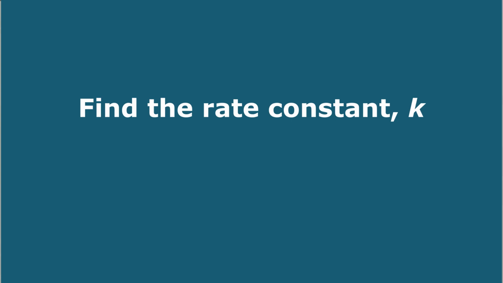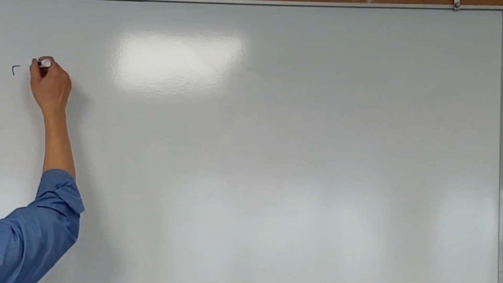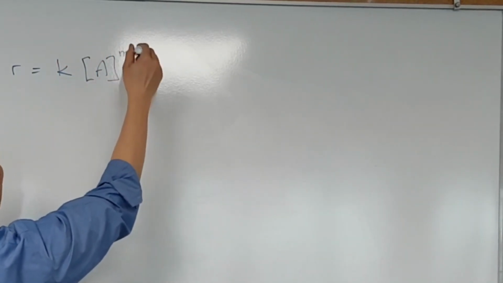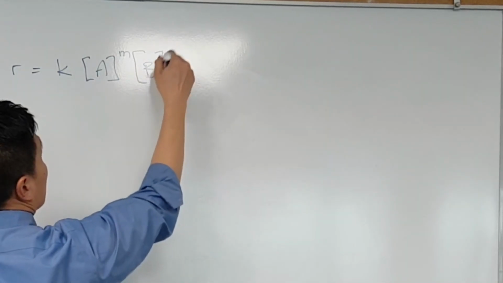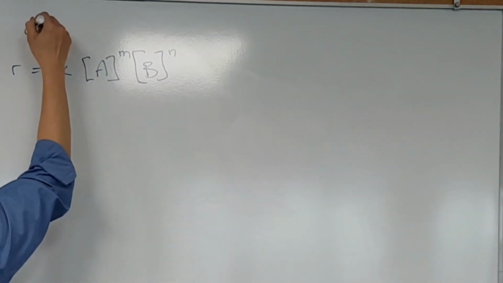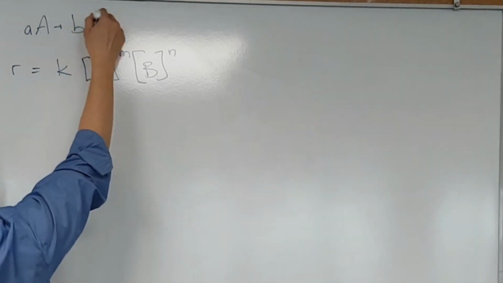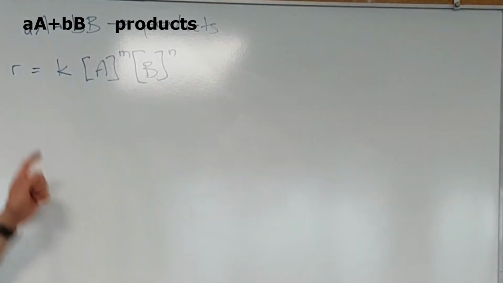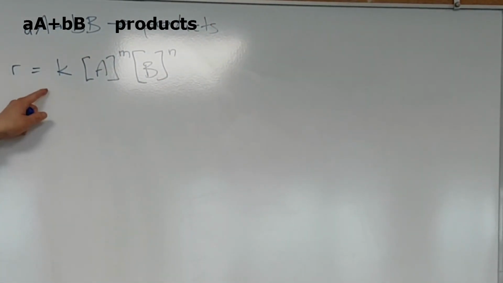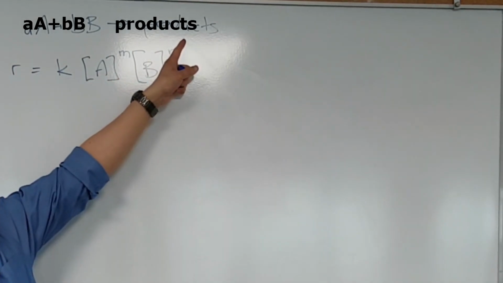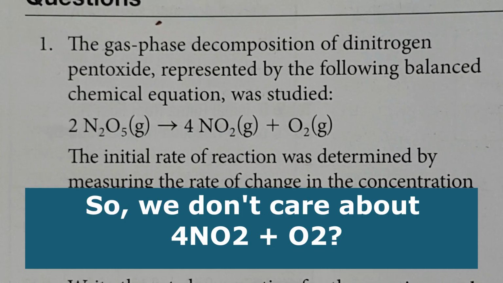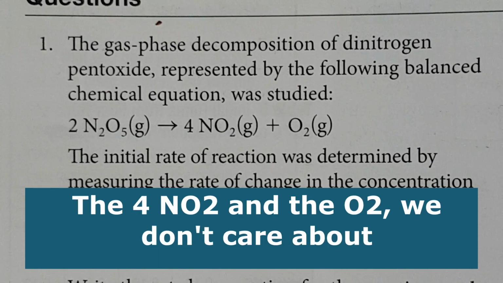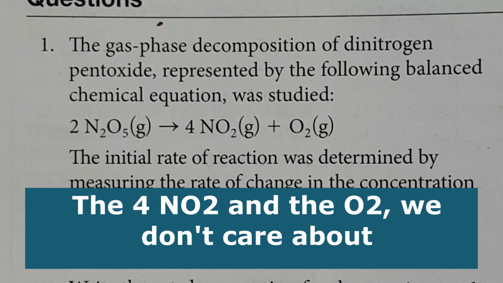the rate constant. The generic equation is rate is equal to K, and then I'm going to write K, A to the power of M, and B to the power of N. So this is for the equation A plus B yields products. The rate law equation does not involve the products at all. So we don't care about the 4 NO2 and O2? So we have 2 N2O5, that's all we care about. Okay. The 4 NO2 and the O2 we don't care about.